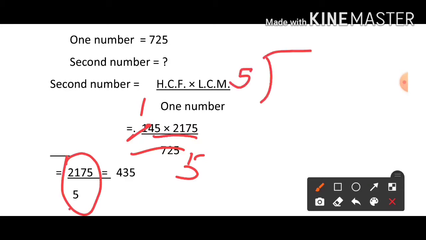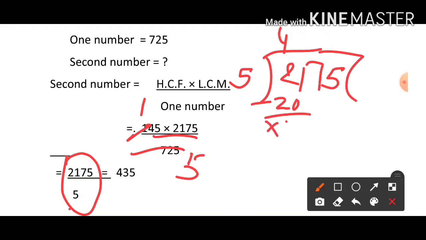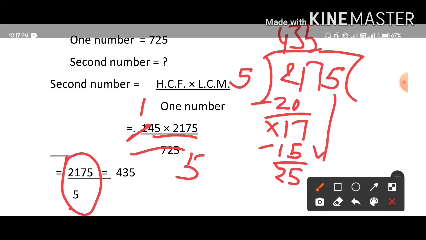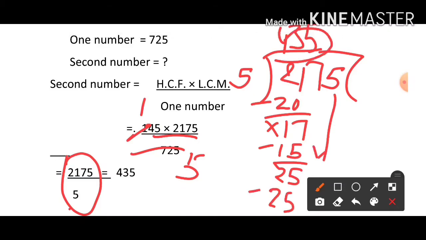Now divide 2175 by 5. So 5 fours are 20, 5 threes are 15, then 5 fives are 25. It means 435 is the second number out of these two numbers. Here you can divide any number by 725 as you like, but the answer will come as 435 only.